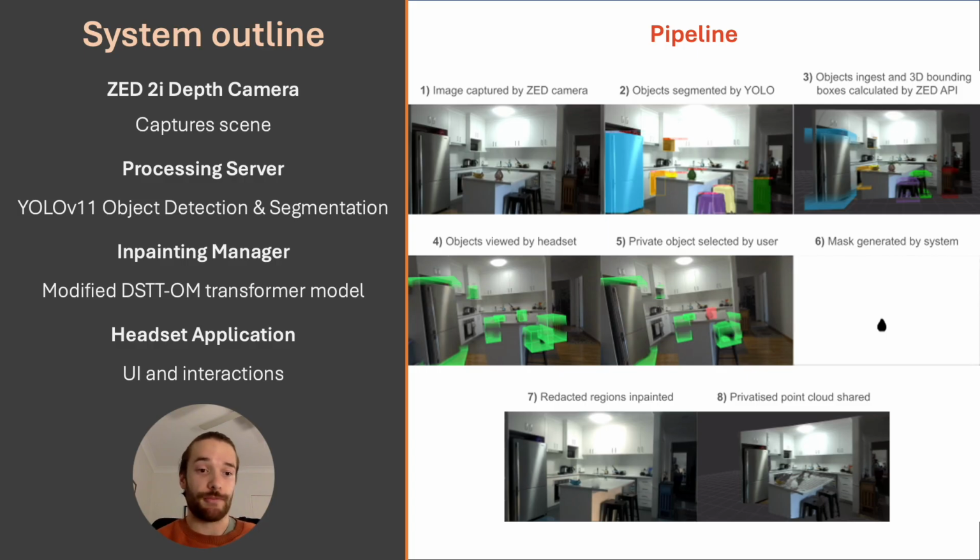The viewer can then look around the scene and see all of these boxes around them. Should they choose to make an item private, they can point at one of those boxes and click, and that action will be sent back to the processing server, which then flags it as a private item. From that point, it'll remove any private items from the frame by cutting them out, and pass that to the in-painting manager, which then generates the in-painted region. That is finally sent back to the processing server, which then sends both the 2D image and the 3D point cloud, if required, to a remote viewer, and that is a privatized version.